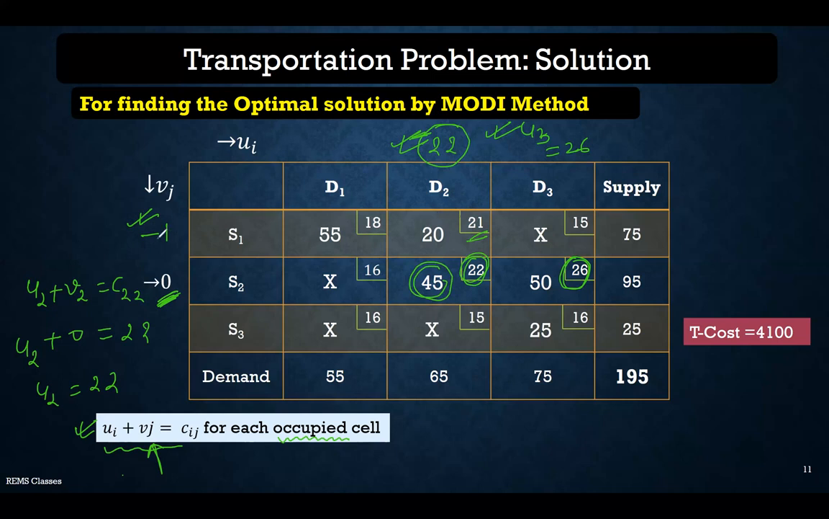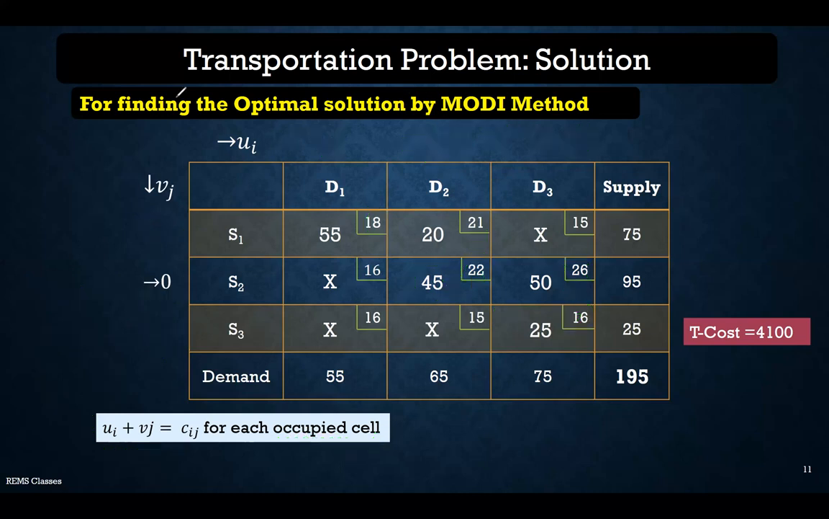So this is 21, it is minus 1, and it is 18. This 18 will be equal to the sum of these, so it will be 19. Like that, we will make use of this formula only for occupied cells. If it is 16 and this is 26, this will come as minus 10. This way, we find the values of each ui and vj, so we have obtained the dual variables for each row and each column.